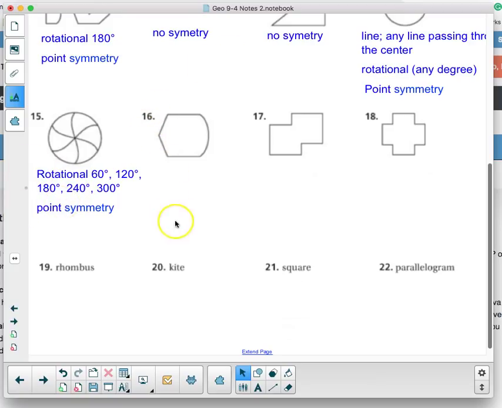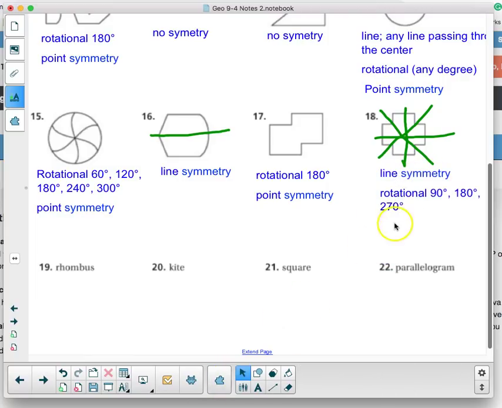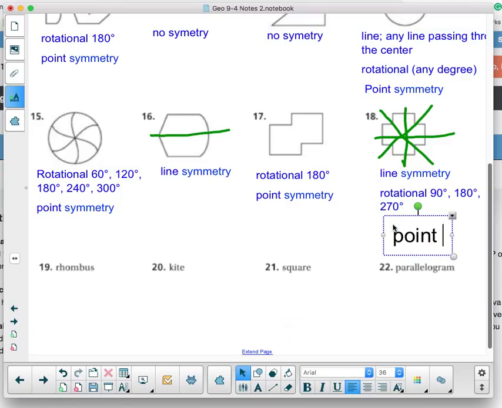In 16, I have line symmetry. I don't have rotational symmetry. I've got line symmetry there. I just got one. Okay. In 17, I got rotational symmetry of 180 and therefore point symmetry. In 18, I have line symmetry. I can see that coming across here, coming diagonally. And then I have rotational symmetry of 90 degrees and 180. So I have point symmetry as well. So I should also have point symmetry. I didn't put that in there, point symmetry.